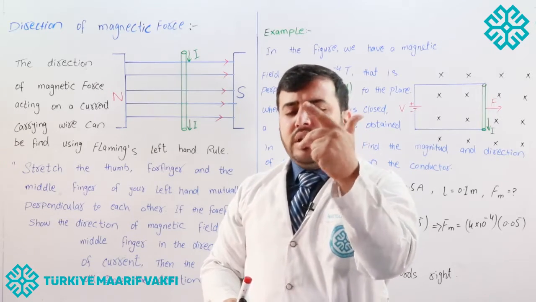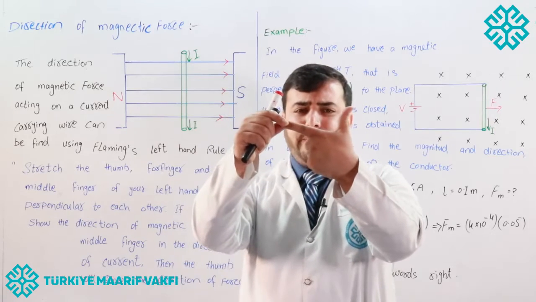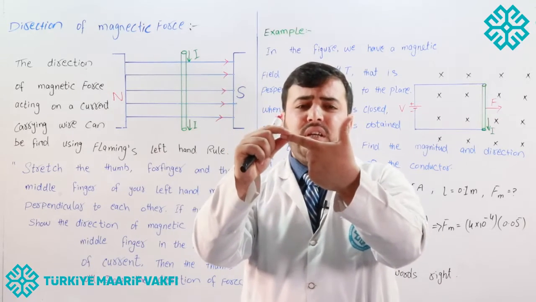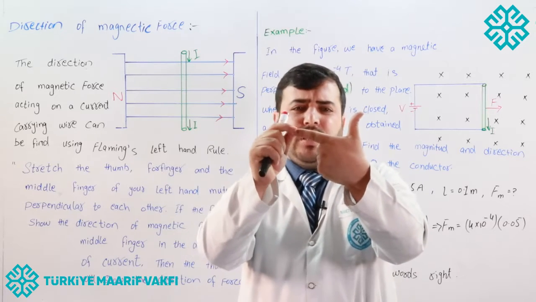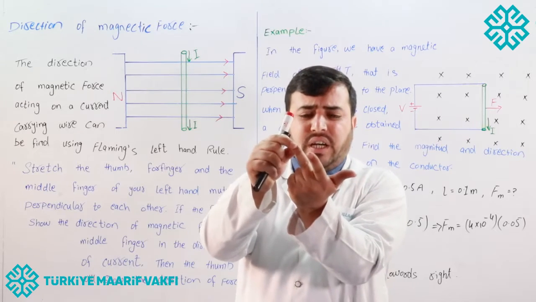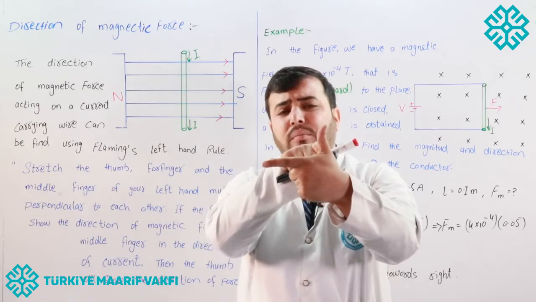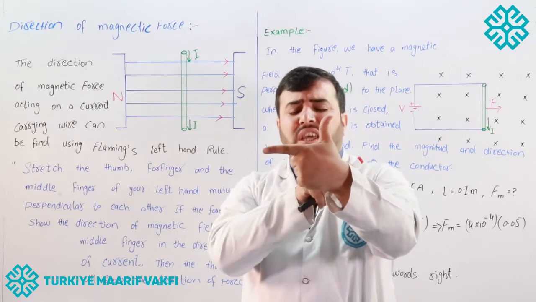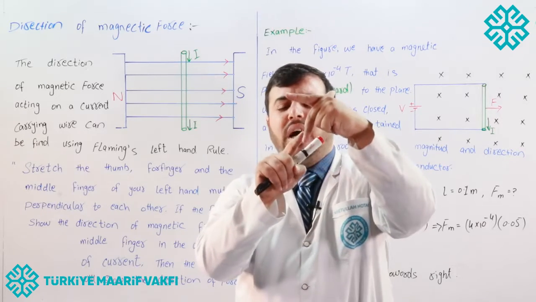In this rule, the forefinger indicates the direction of the magnetic field lines, which is represented by B. Forefinger, B. The middle finger indicates the direction of the current flowing through the conductor. Middle finger, I. Then the thumb indicates the direction of the force. We can remember this by the symbols F, B, I.